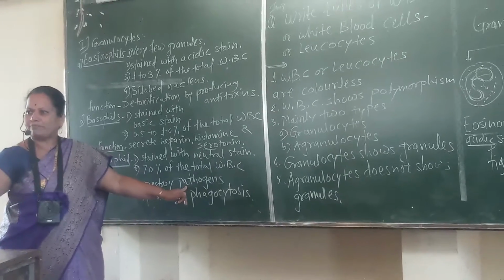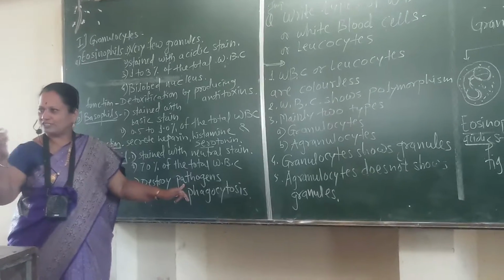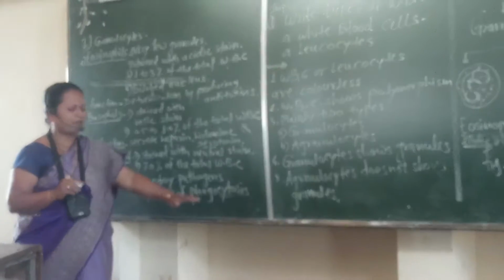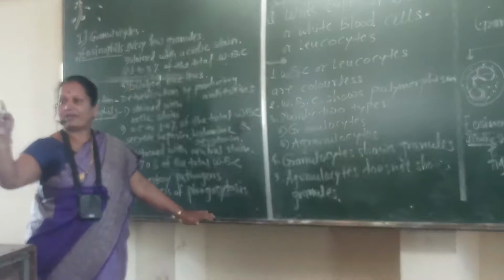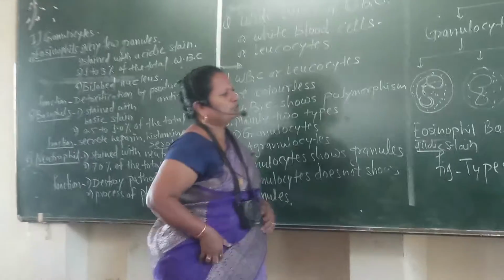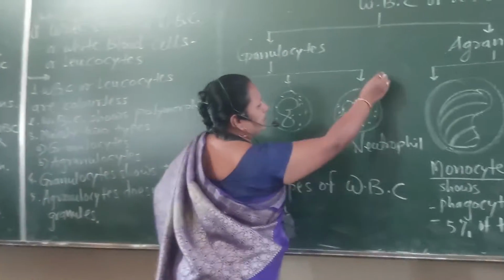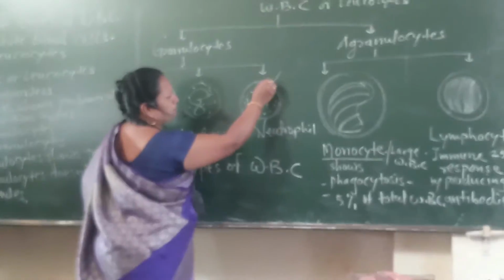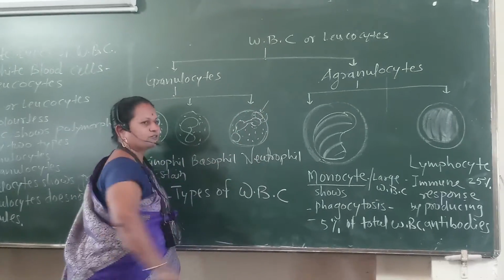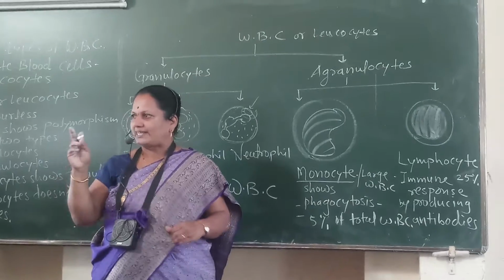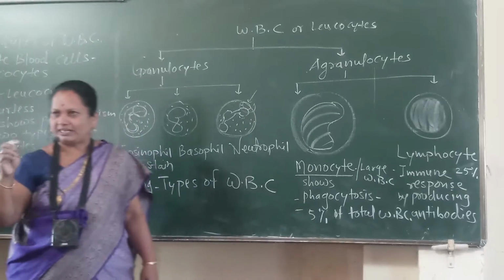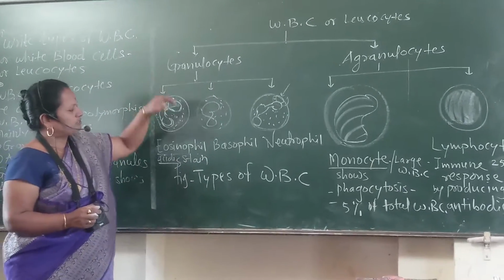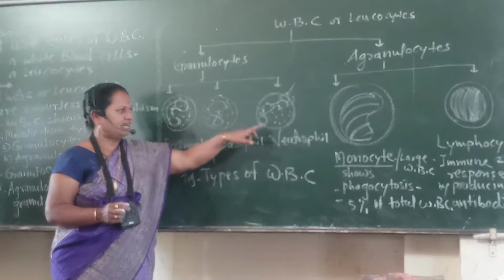Any types of pathogen, bacteria and other disease causing pathogens are destroyed by the neutrophils by the process of phagocytosis. What is meant by phagocytosis? When any pathogen comes in contact with this neutrophil WBC, the neutrophil engulfs that pathogen, and that is called phagocytosis. Engulfing and destroying the pathogens. These are the first three types of granulocytes, eosinophil, basophil and neutrophil.